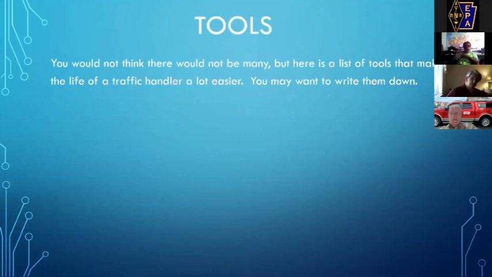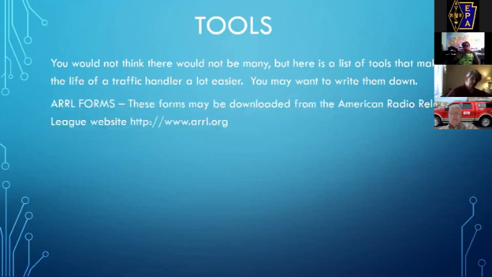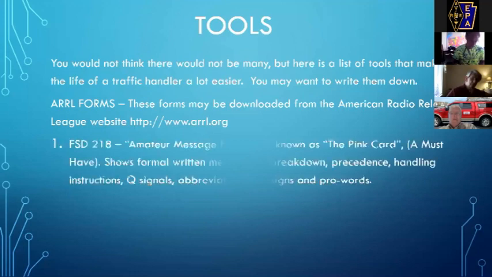There's some tools you can use for working with traffic. You might not think there's much, and you may want to write these down so you can remember them. You want to always have ARRL forms. You can download these forms from the American Radio Relay League website at http://www.arrl.org. I've also got a lot of the same tools on the EPA website, and I'll show you the link to get to that in just a little bit.